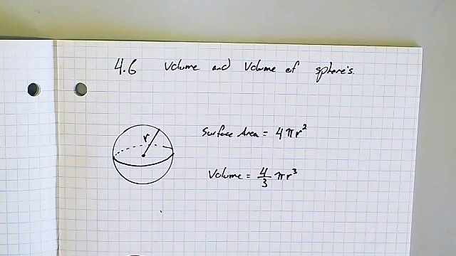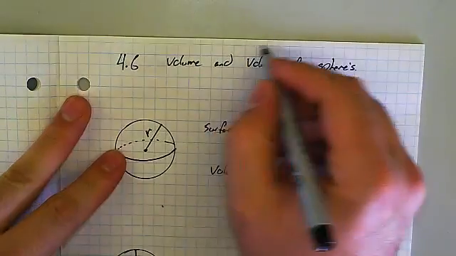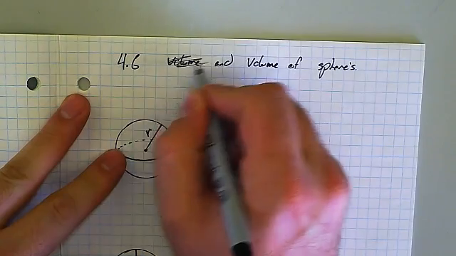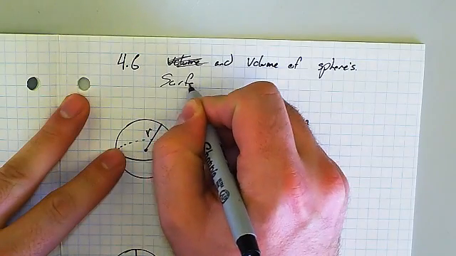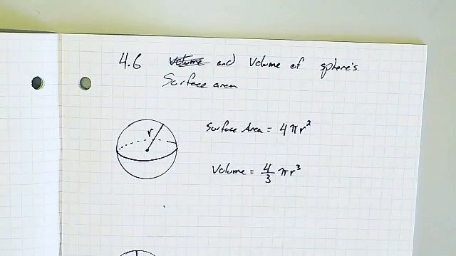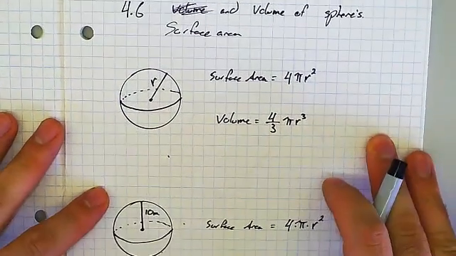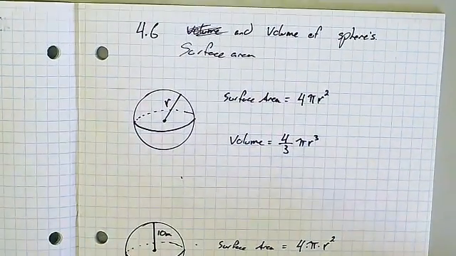Alright, this is AW10, 4.6, last section of chapter 4, surface area and volume of spheres. There we go. So, sphere is a tricky one.